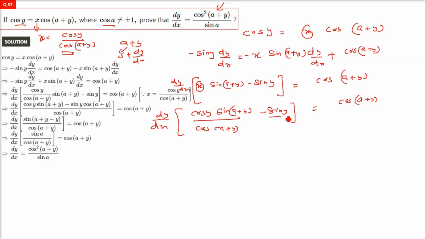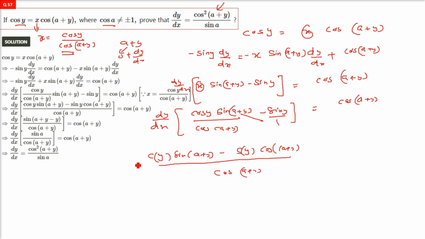Alright, now take the LCM. So this is cos y sin(a plus y) minus sin y cos(a plus y), and in the denominator we have cos(a plus y). Now this cos(a plus y) is ultimately going to be on the right hand side with cross multiplication, so I'm just taking it in this step only. It is going to be cos square(a plus y) on the right hand side.